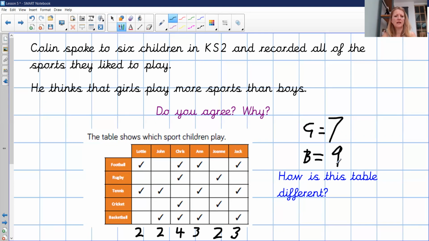Okay, so Colin thinks that girls play more sports than boys. No, I don't agree with you, Colin. I think boys play more sports than girls. Obviously, this is a made-up table. So it's just a slightly different table, just a different way of interpreting the information. Looking at those column headings, looking at the row headings, and making sure you understand the information that is in there.